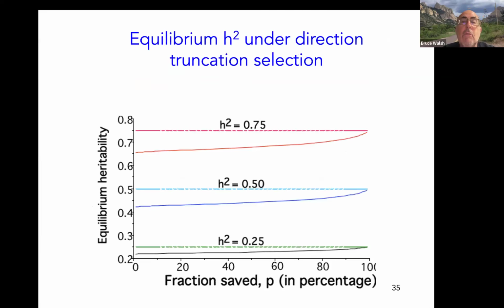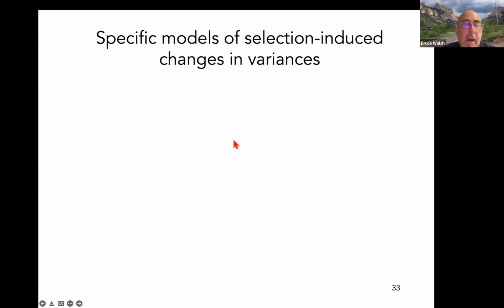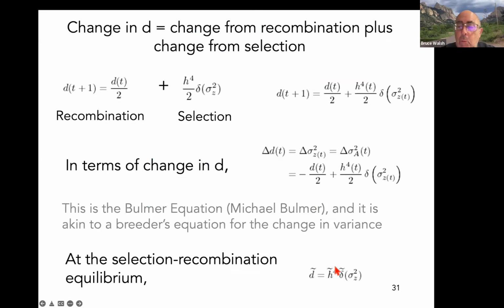So in particular, what you can show is that, going back a second here, so at equilibrium, that's the disequilibrium at disequilibrium. So these things here, square the heritability and change in variance, those all change with the disequilibrium.